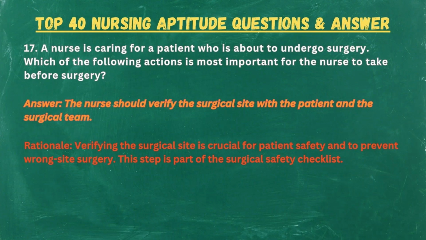17. A nurse is caring for a patient who is about to undergo surgery. Which of the following actions is most important for the nurse to take before surgery? Answer. The nurse should verify the surgical site with the patient and the surgical team. Rationale. Verifying the surgical site is crucial for patient safety and to prevent wrong site surgery. This step is part of the surgical safety checklist.